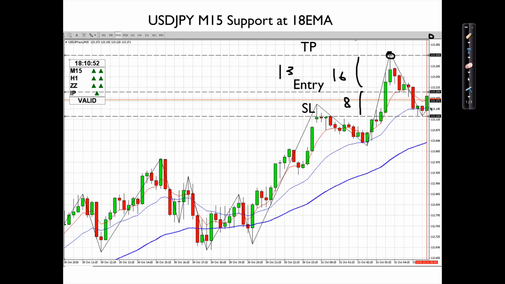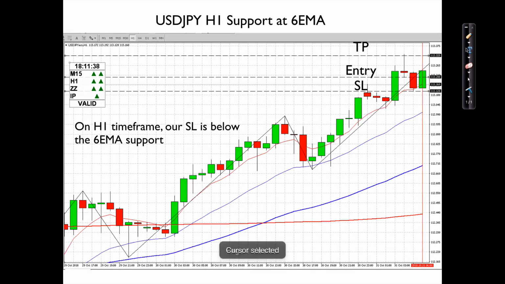So, you can see on M15, your stop loss is protected by this 18 moving average. On the higher time frame, is it also protected? Let's check. Okay, so you can see this is the stop loss and it is protected by the 6 EMA. Notice on the H1 time frame, right, this red line is a strong support. All right, there you go.